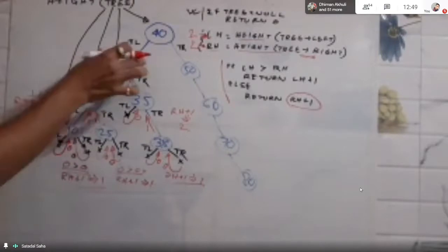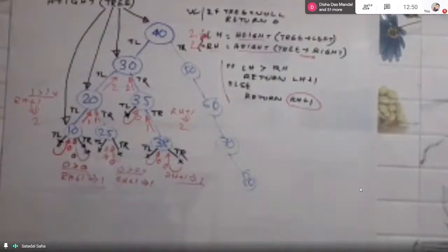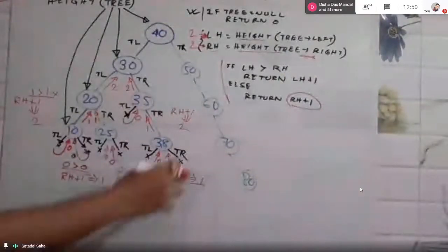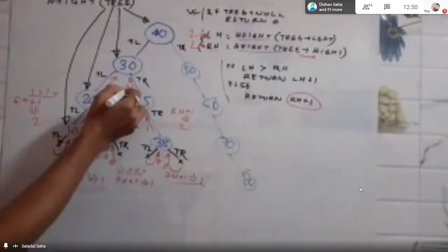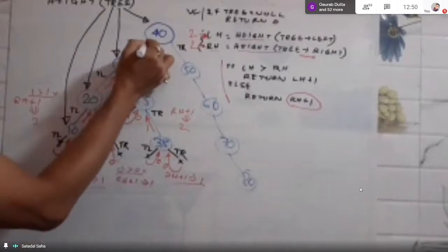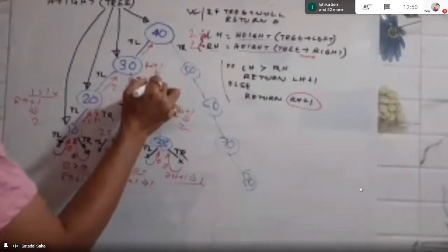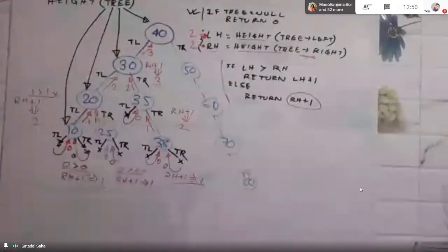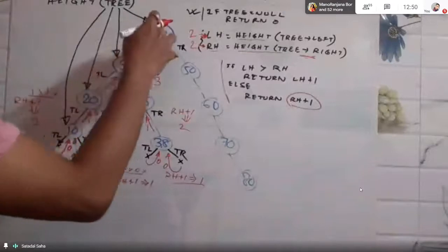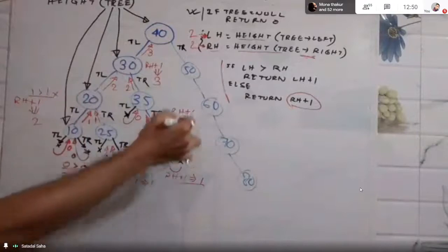In that case, sitting at 30, it is going to the if block and check whether left hand is greater than right hand. No. In that case, again it will execute the else part and it will return RH plus 1. Now RH in this case is 2, so it will return the value 2 plus 1 means 3. So it will return the value 3 to the root node 40. So sitting at root node, it is getting the value 3 as the height of the left subtree of 40.